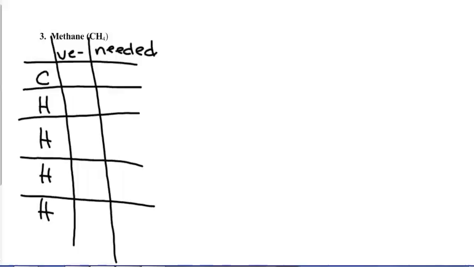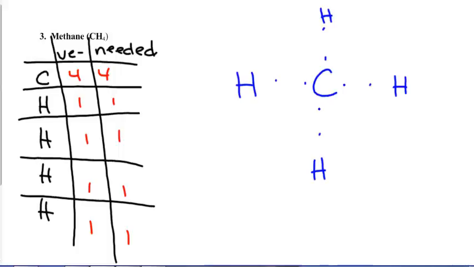Okay, so methane has a carbon and 4 hydrogens. Carbon has 4, needs 4. Each hydrogen has 1, needs 1. Of course, I'm going to put carbon in the center. And carbon has 4, and each hydrogen has 1. And 1 plus 1 plus 1 plus 1 equals 4.